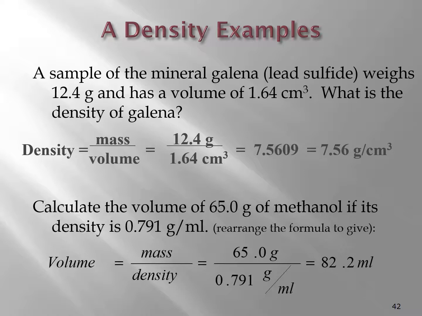notice with the units is that the grams should cancel. And then our final units, we've got 1 over milliliters. So if you invert and multiply, then our units will end up being milliliters. And this should make sense. If you want 65 grams and the density is less than 1 gram per milliliter, then to get 65 grams, you're going to have more than 65 milliliters. So 82.2 milliliters is equivalent.